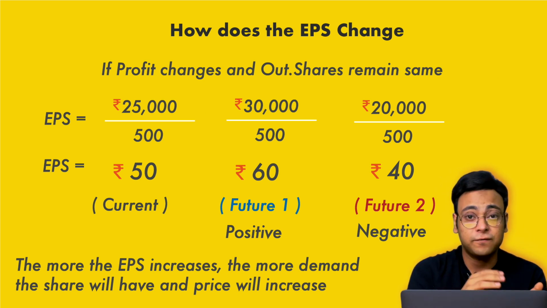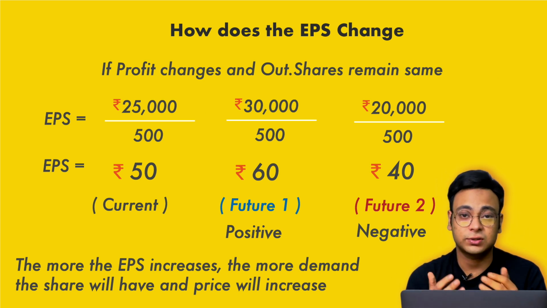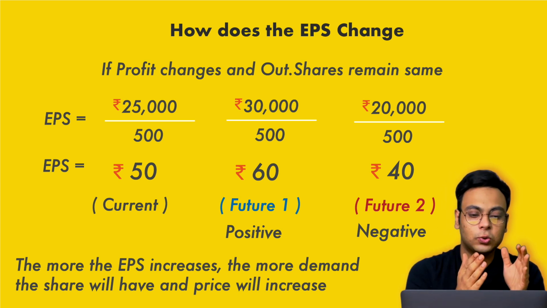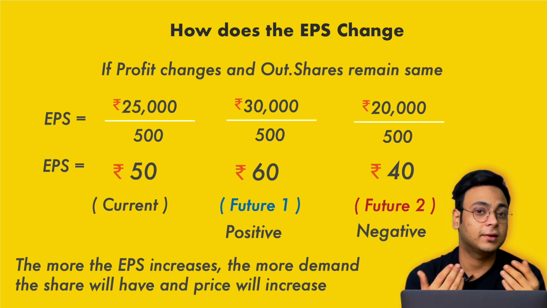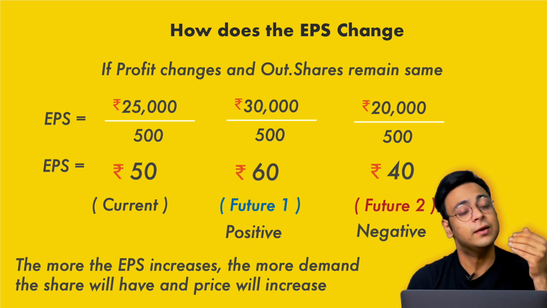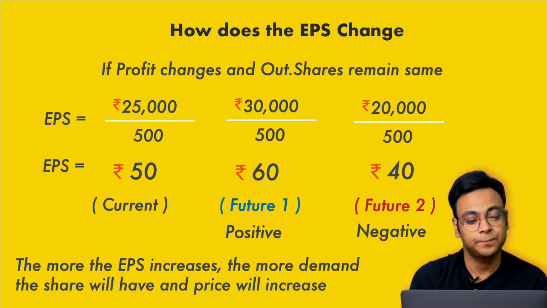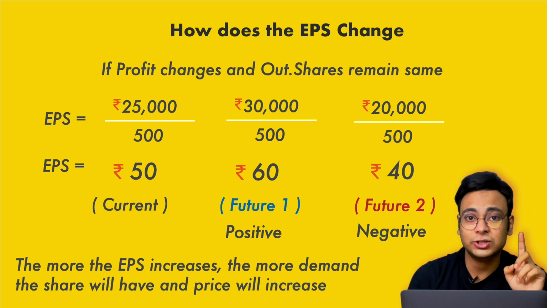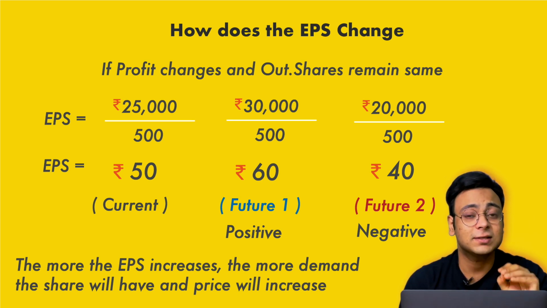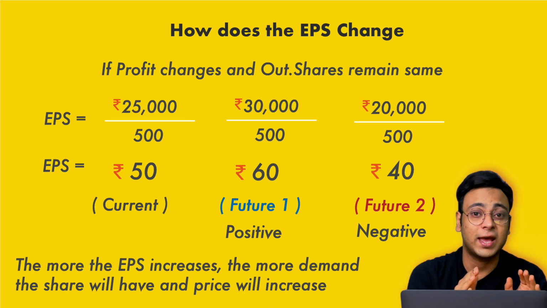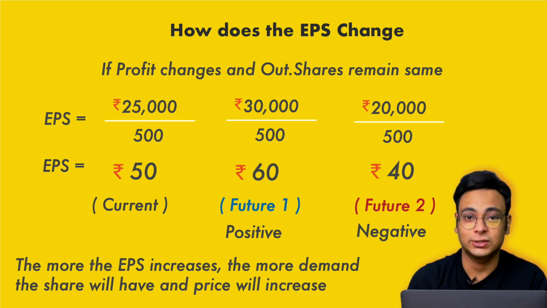Now if the profit changes whereas shares outstanding remain the same, then what will happen? In the first example, the current one that we have, 25,000 is the profit of the company, 500 is the company's share capital. That would give us the EPS of 50 rupees. So for one single share that you own, 50 rupees is your profit on the share the company posts. That is your share of profit for one single share.